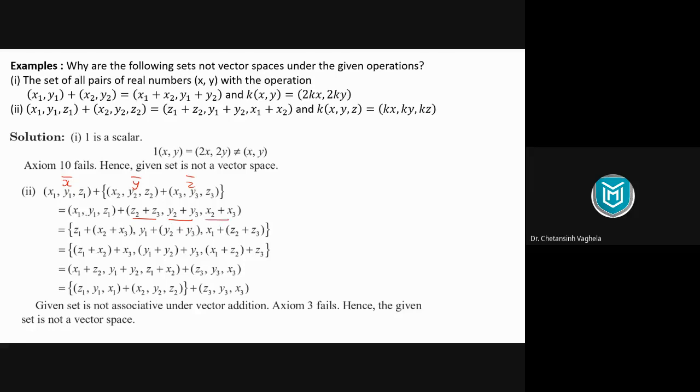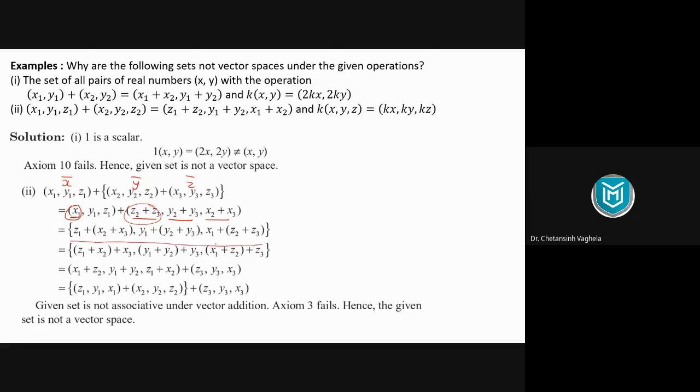Then again, I need to take the addition of these 2 vectors. Now what will happen? This X1 will be with Z1 and Z2 and Z3, but it will be in the last component. Because now what is their X component? These two, but because of our operation, it will go to the last component. So if you simplify them, then your answer will be like this.